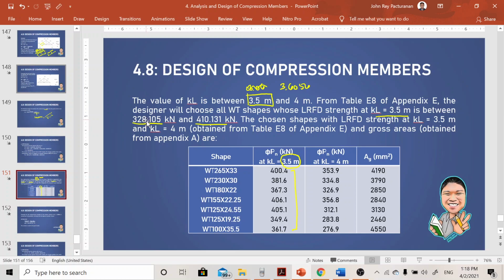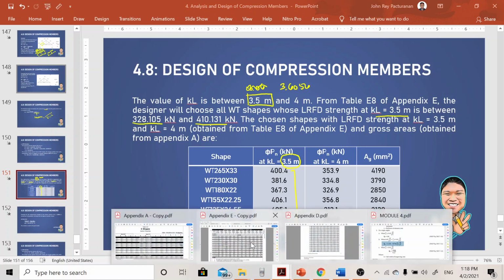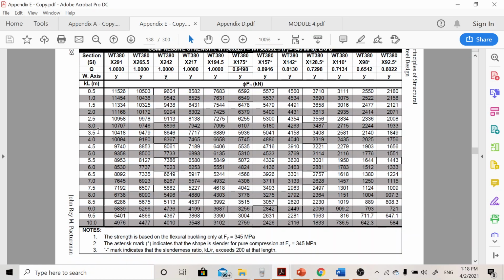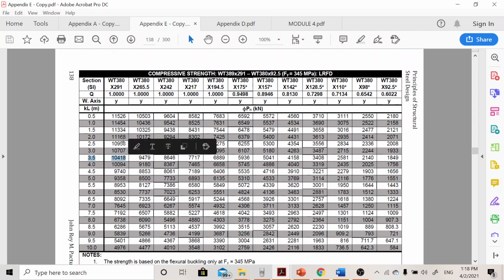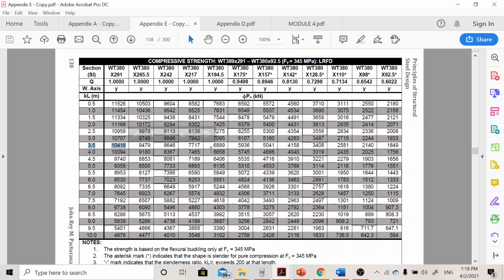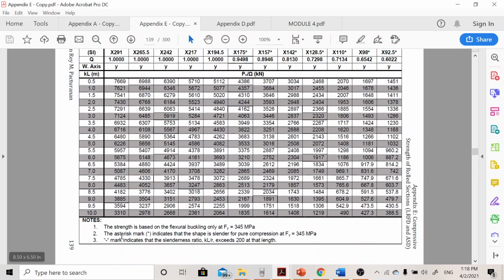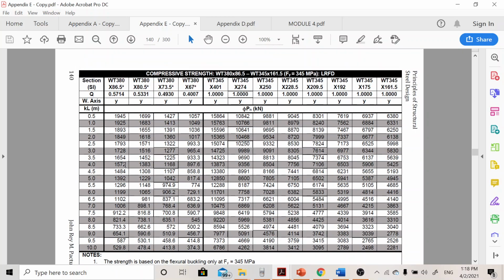And dapat that is between 328.105 and 410.131. So, in that case, 3.5 ang titingnan ko. Lahat 3.5. So, dito wala. LRFD wala. So, ignore mo agad. Punta ka agad sa next. 3.5. Dito, wala.